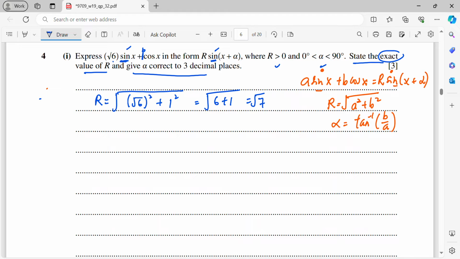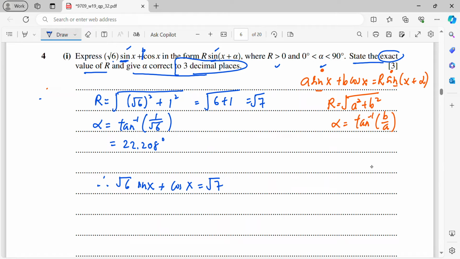So for the alpha, right, alpha is inverse tangent b over a. So your b is 1 here, 1 over square root 6. That means this is going to be 22.208 degrees as per requested 3 decimal places. Therefore, square root 6 sine x plus cos x will be square root 7 sine x plus 22.208 degrees. So that's the first part of question number 4.